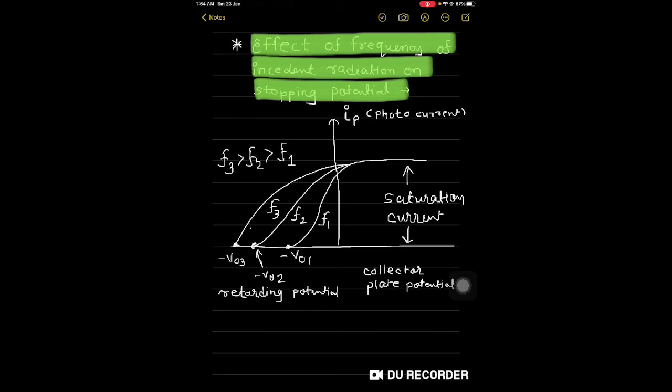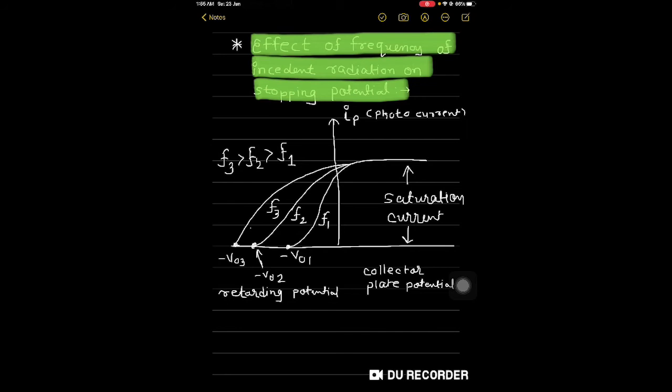Note from the figure that the stopping potentials are in order, that is V03 is greater than V02, which is greater than V01, if the frequencies are in the order f3 greater than f2 greater than f1. This implies that the greater the frequency of incident light, the greater is the maximum kinetic energy of photoelectrons. Consequently, we need greater retarding potential to stop them completely.